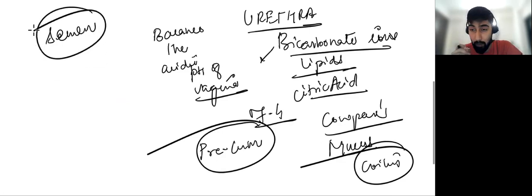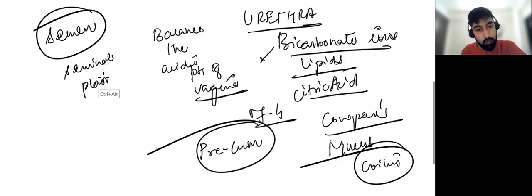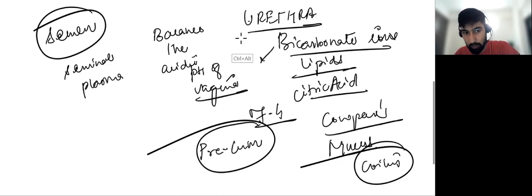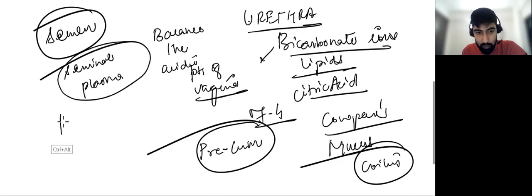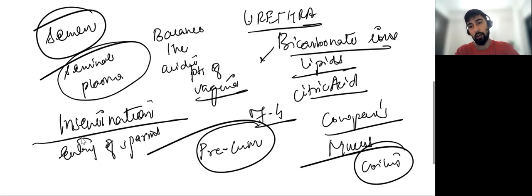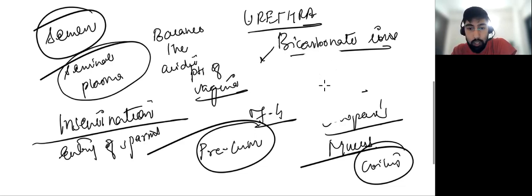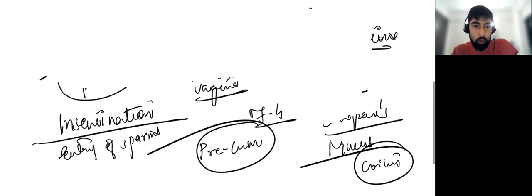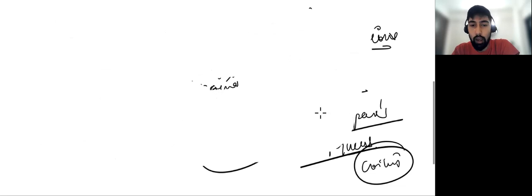Now, semen is not just the sperm, but it is the seminal plasma, which has the secretion of the seminal vesicle, the prostate gland, as well as the Cowper's gland, right? So that is semen. And insemination is the entry of sperms into the female reproductive tract, and it takes place with the help of sexual intercourse. Fine. So that's what we have already discussed about the accessory glands.